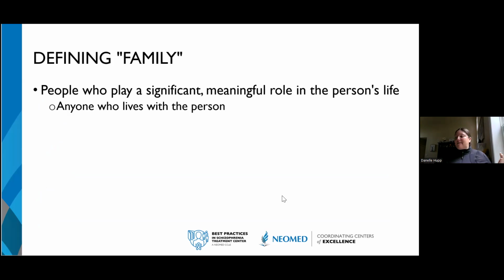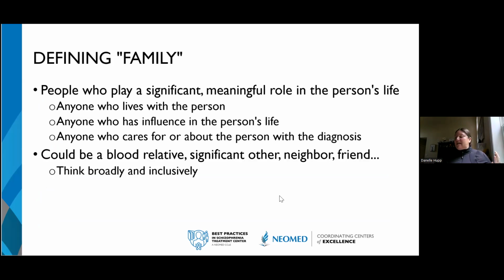So first, when thinking about defining family, family system, it's really broadly defined. It could be a blood relative, significant other, neighbor, friend. So that inclusive idea of family systems or natural supports. So anybody that the individual identifies as playing a meaningful, significant role in their life.